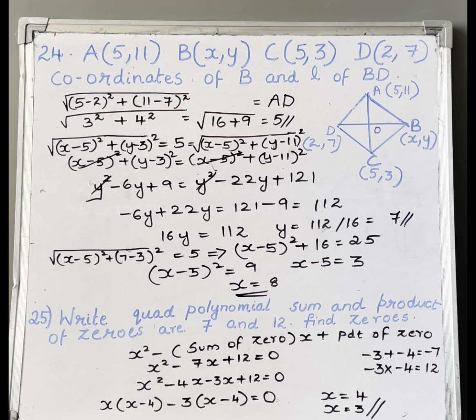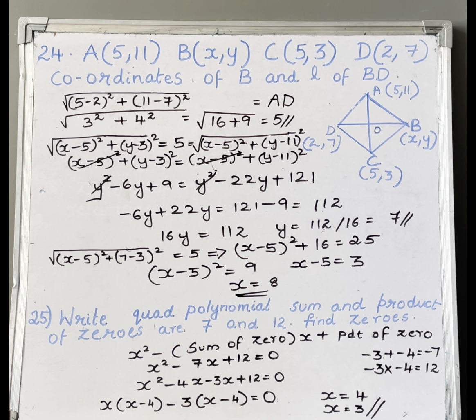Now we move on to the 24th question. Coordinates of a rhombus are given as A (5, 11), B (x, y), C (5, 3) and D (2, 7). They are the coordinates of a rhombus as shown in the figure. We have to find the coordinates of vertex B, which is given as (x, y), and we have to find the length of diagonal BD.